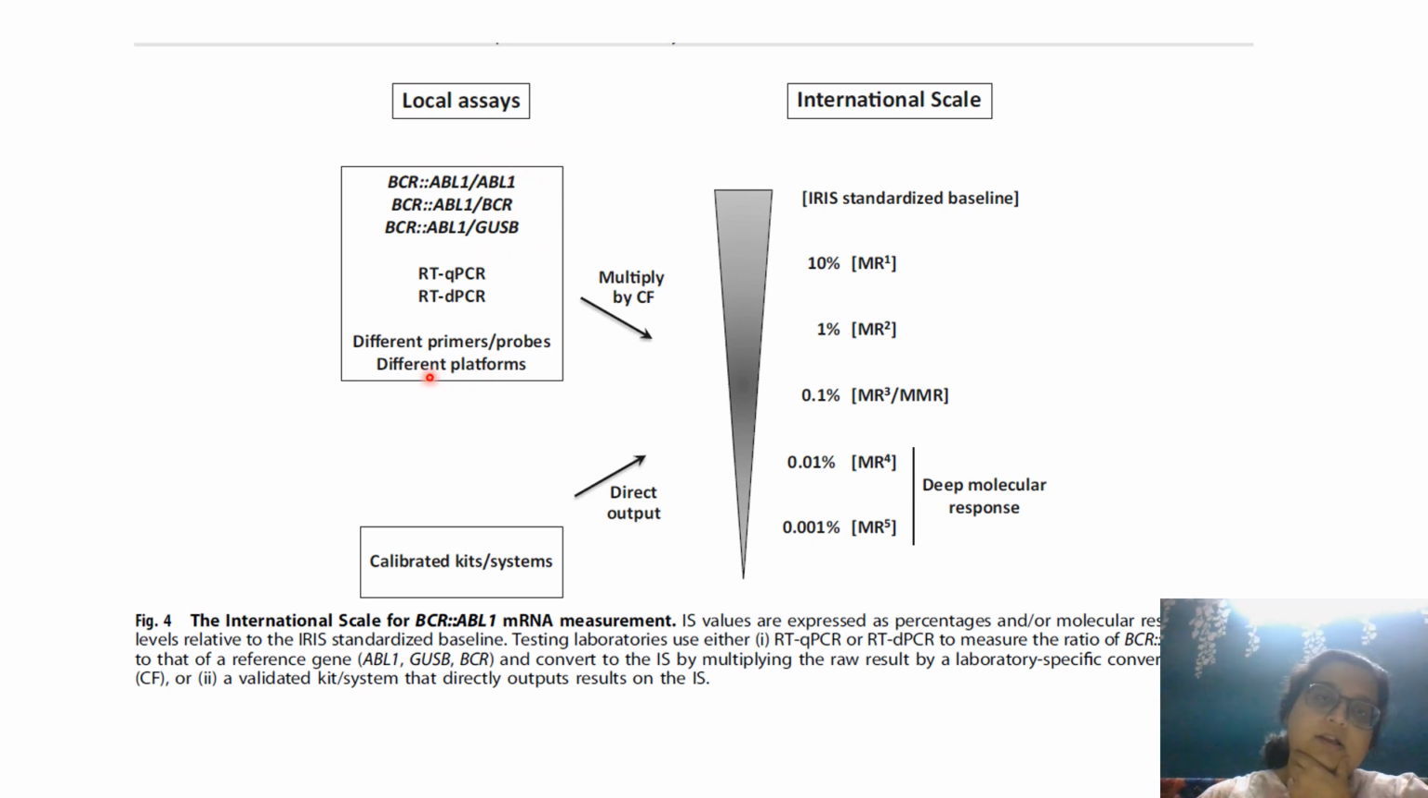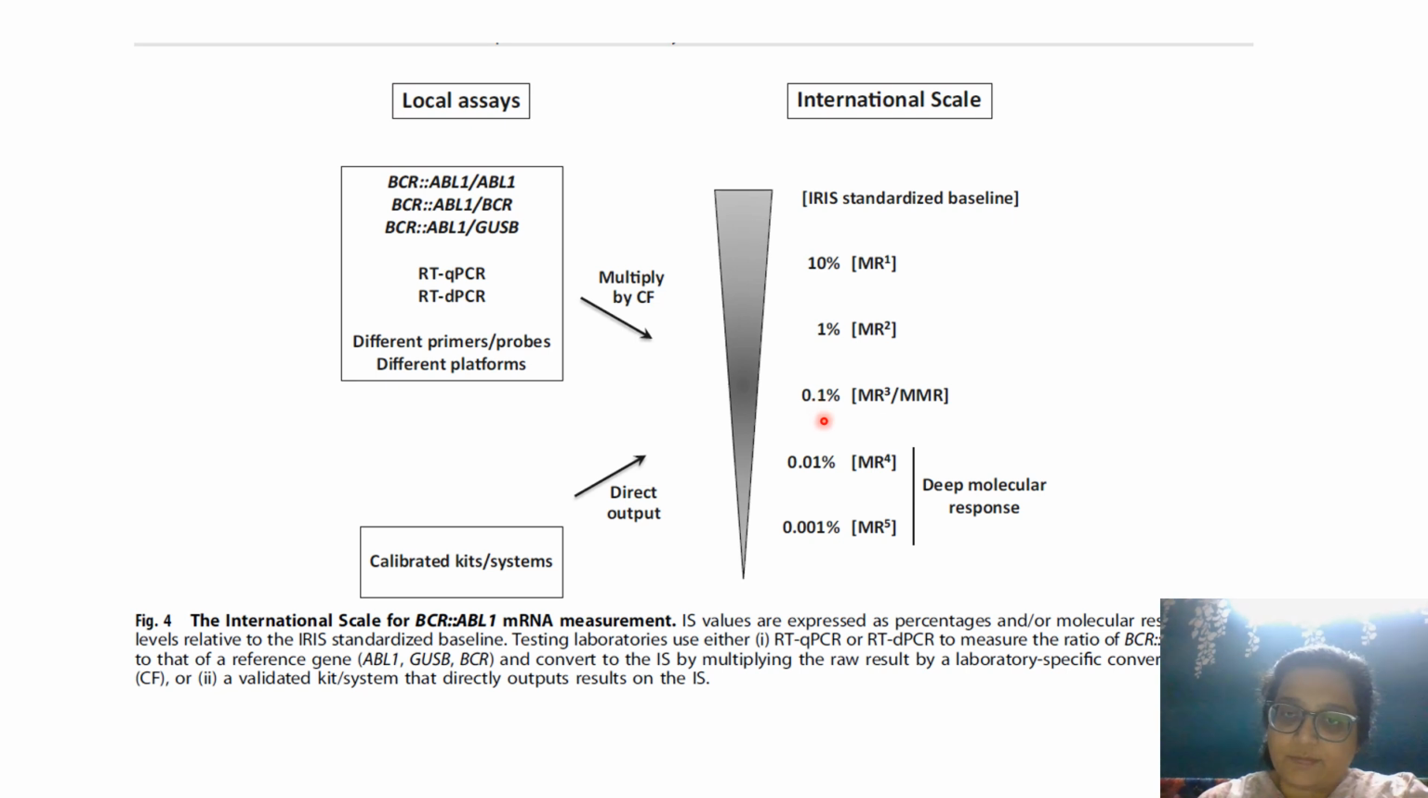Okay. RT-PCR and RQ-PCR mean qualitative and quantitative. So a 10% mutation load is molecular response 1, 1% is MR2, 0.1% is MR3. This is what we call major molecular response. This is what we aim to achieve. A major molecular response of 0.1% in around 9 to 12 months, 6 months also. Fine.